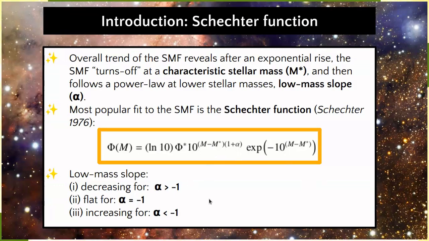So this slope is generally decreasing for alpha greater than -1, flat for alpha equal to -1, and increasing for alpha less than -1. So alpha is typically negative, implying a large number of galaxies with low stellar masses. And the Schechter function usually describes reasonably well the observed SMF, but mismatches do occur at the high mass end due to the presence of usually massive galaxies.